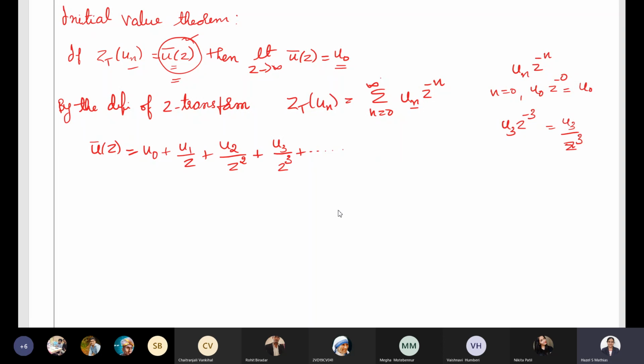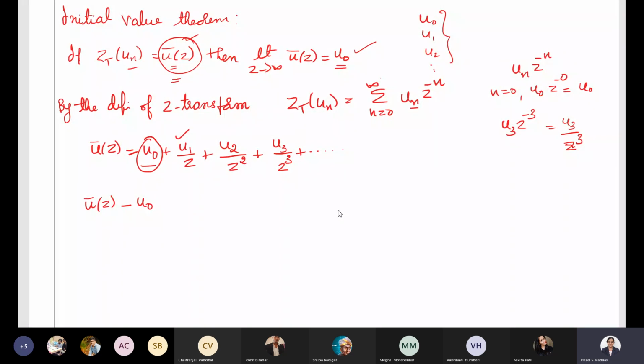Now, in the problems, we always have to find the values of u naught, u1, u2, etc. The formula for u naught is the limit as z tends to infinity of u bar of z, which gives you u naught. Suppose we have to find u1, what do we need to do? Take u naught to the other side. We get u bar of z equal to u naught, and if you take u naught to the other side, it will be minus u naught.